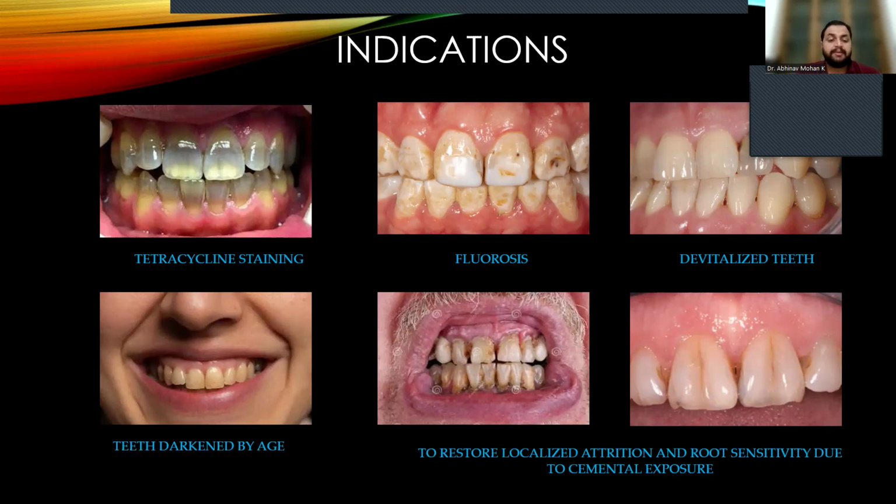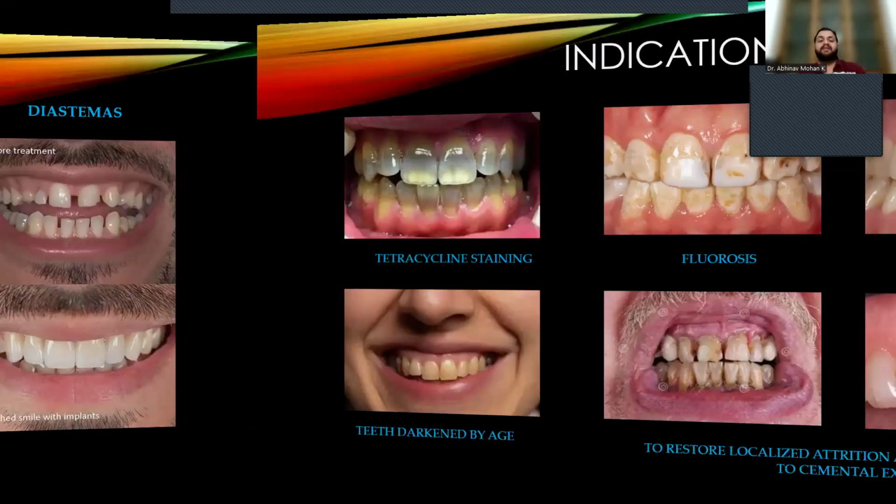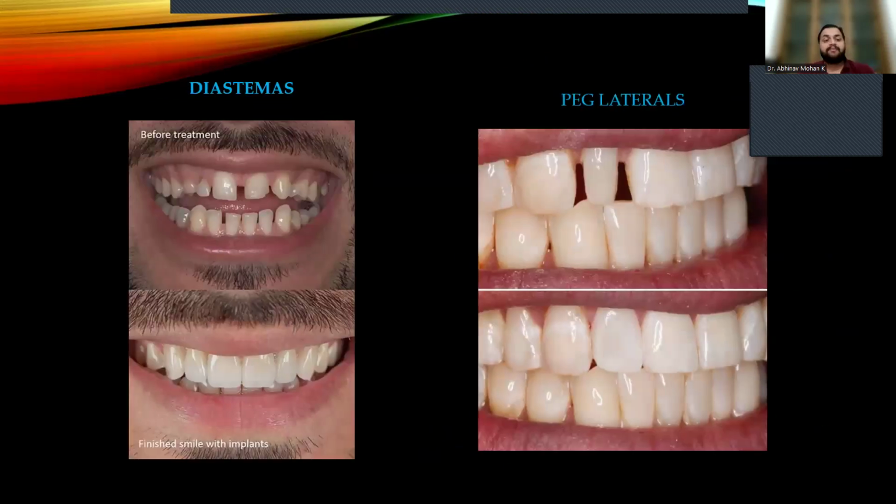Tooth darkened by age, to restore localized attrition and bone sensitivity due to segmental fracture. These are the various indications. Or we have to close spaces if the patient has generalized spacing and the space has to be closed immediately, or maybe in certain situations where orthodontic correction was not intended or the patient was not willing for such a correction.